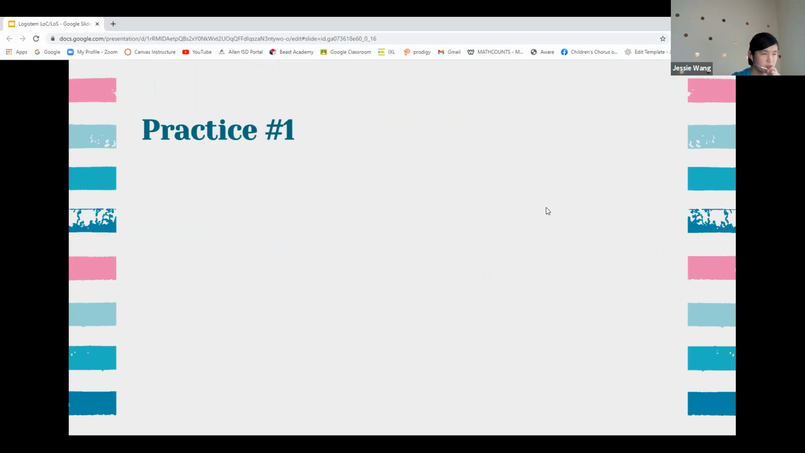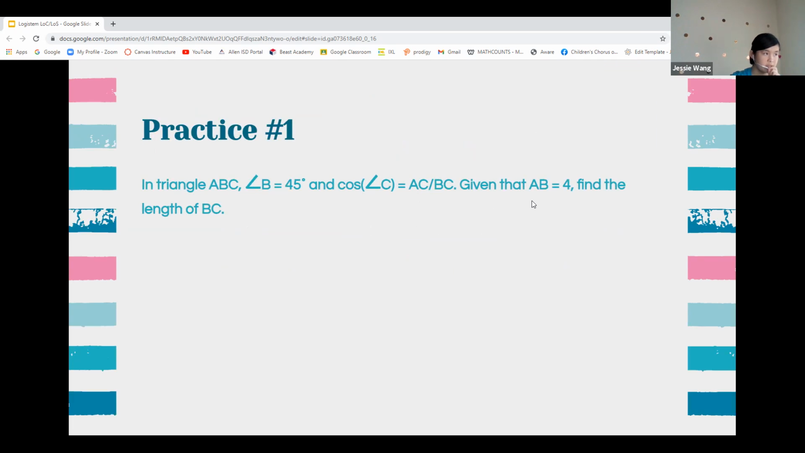All right, so our first problem that we can practice is in triangle ABC, angle B equals 45 degrees and cosine of angle C equals AC over BC. Given that AB equals 4, find the length of BC. I'm just going to leave it as is right now. I'll give you a few minutes to try and solve this. If you still need help, I'll throw out a diagram, and then later I'll go over the solutions.